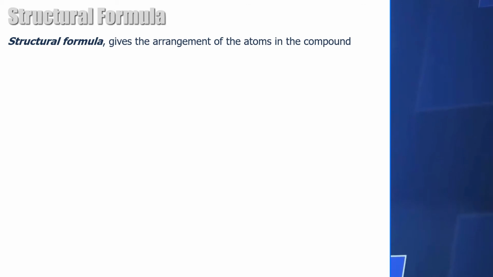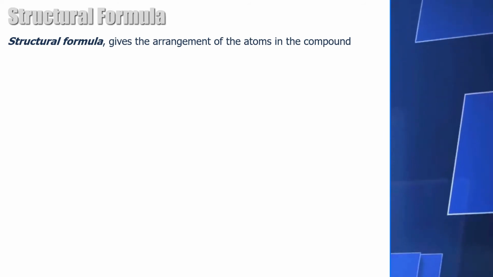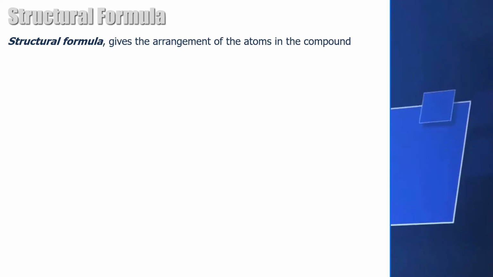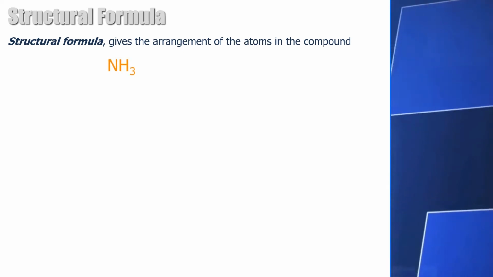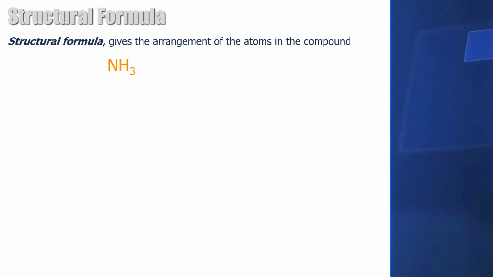There is one last formula to be aware of called the structural formula. This structural formula is a picture of the actual arrangement of the atoms in the compound and can be drawn in several ways with varying levels of detail. For example, let's look at the structural formula for ammonia. Now, first, we notice that the empirical formula and the molecular formula are one and the same in this example.